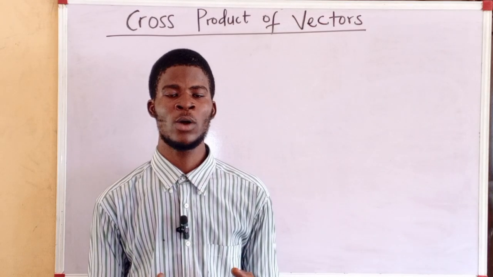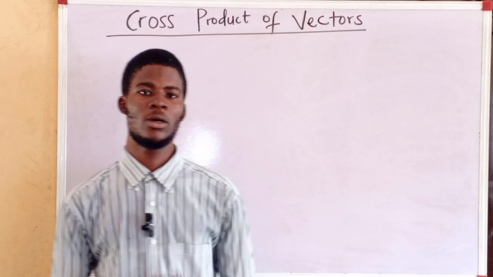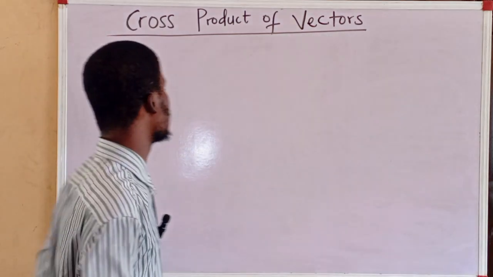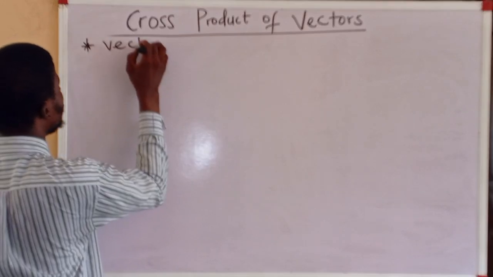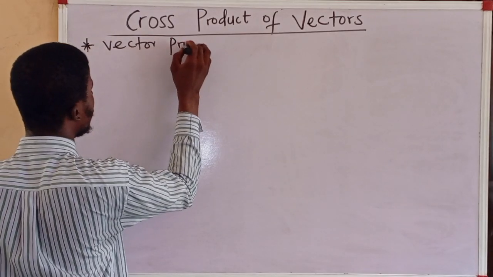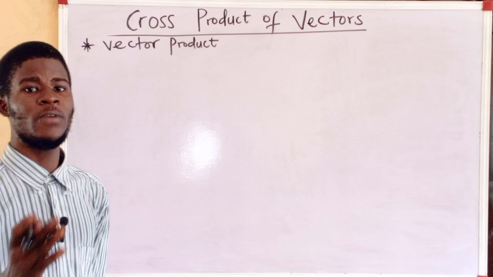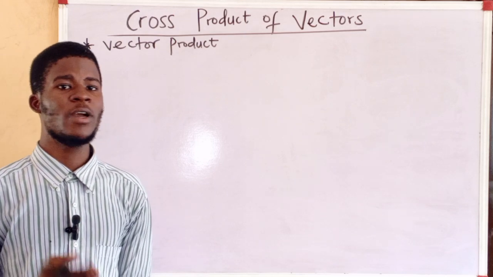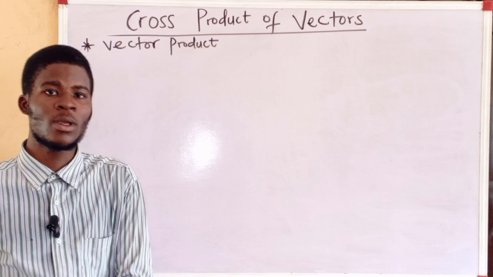In this video, we are going to talk about cross products of vectors. Cross product. We say either cross product or vector product. For vector product, the vector product of two vectors leads to a vector.